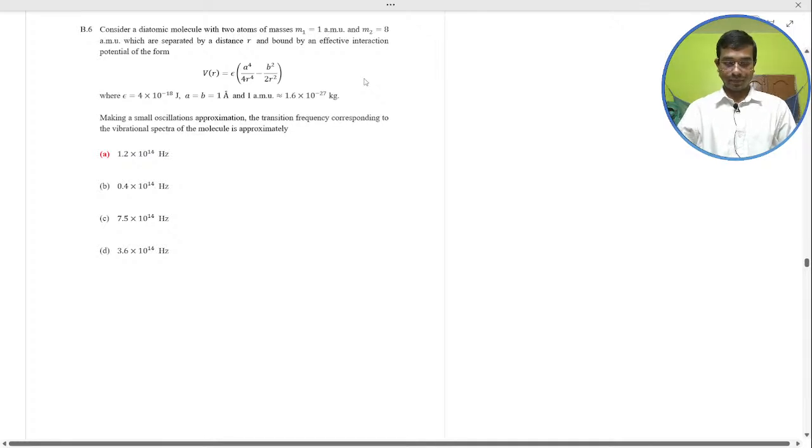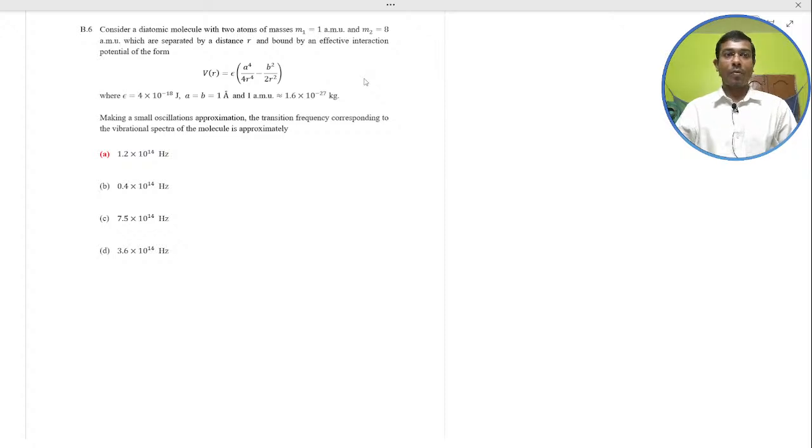Next question. Problem number 6. Consider a diatomic molecule with two atoms of masses m and 8m, which are separated by a distance r and bound by an effective interaction potential V(r) equals epsilon a to the power 4 by 4r to the power 4 minus b square by 2r square. Making a small oscillation approximation, the transition frequency corresponding to the vibrational spectra of the molecule is approximately what?